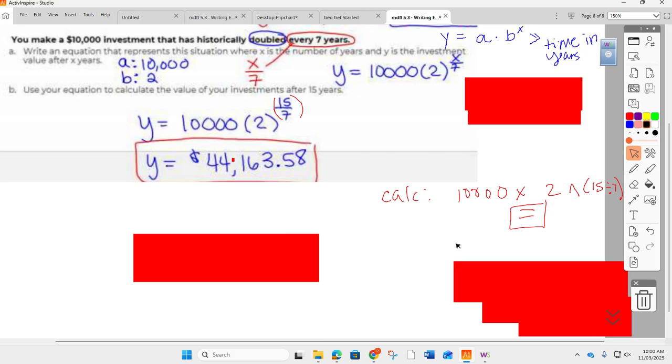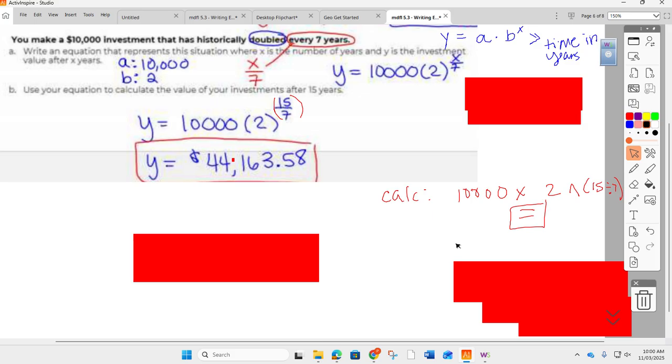Had somebody first here use the X squared button instead of that caret or the exponent button. All right. Everybody know how we got $44,163.58? So what does that mean? That means after 10 years, when his money doubles every 7 years, it's $44,163.58. That means he deposited $10 one time, and 15 years later, it's already over $40,000.